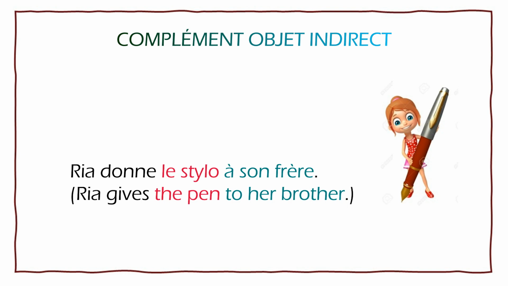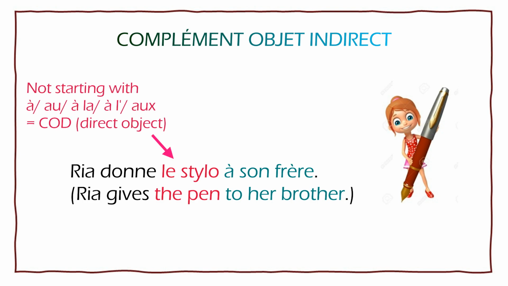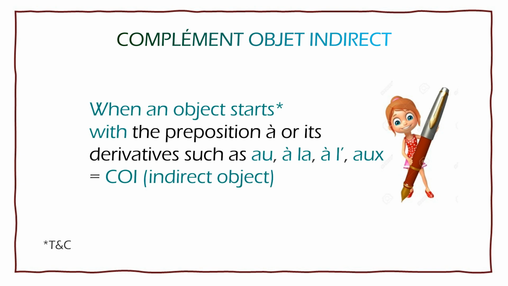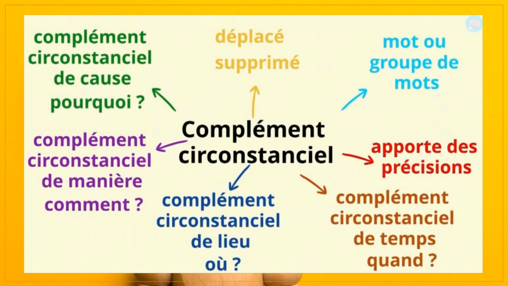Ria donne le stylo à son frère. In this sentence, le stylo à son frère is the object portion, but that contains two types of different objects. Le stylo is a direct object because it's not starting with the preposition à or its derivatives. But à son frère is the indirect object because it's starting with the preposition à. An indirect object or COI always starts with an à preposition or its derivatives such as au, à la, à l', and aux.